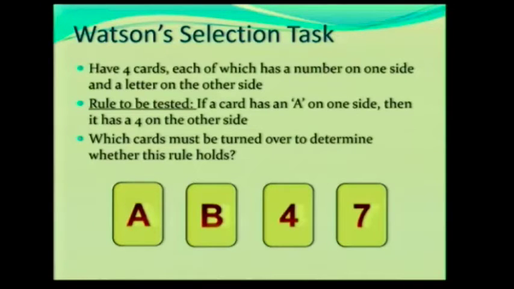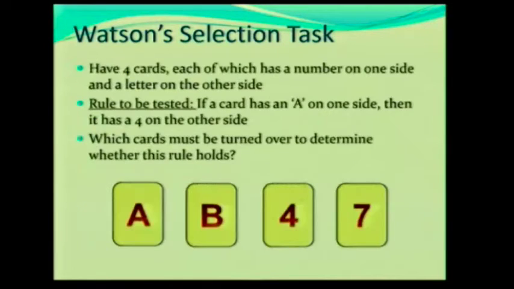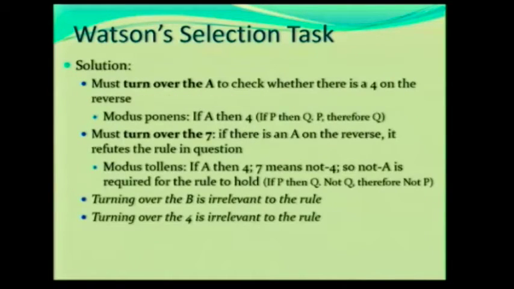All right, so let's see the answer, keeping in mind we are using logic. Well, we do have to turn over the A, right? Because the rule says if it has an A on one side, it must have a 4 on the other. So we do have to turn over the A. That is basically the rule of modus ponens. If A, then 4. If P, then Q. P, therefore Q. And there was one person who was right.